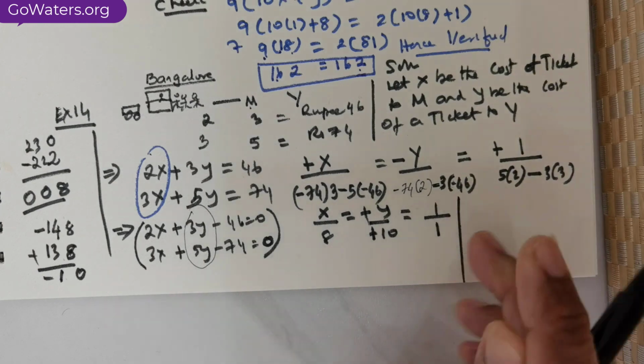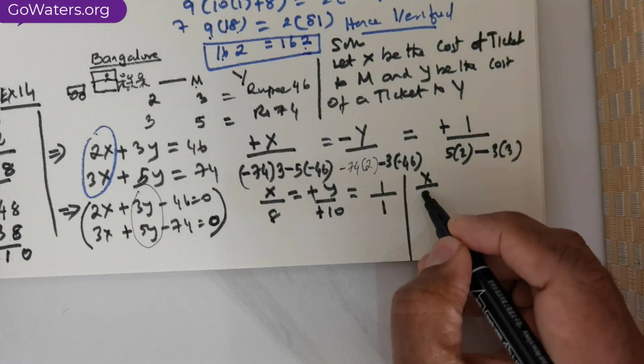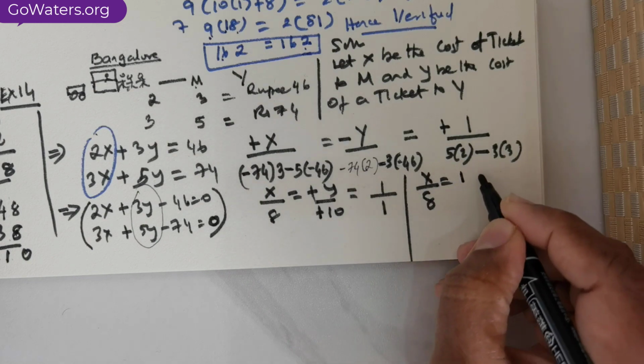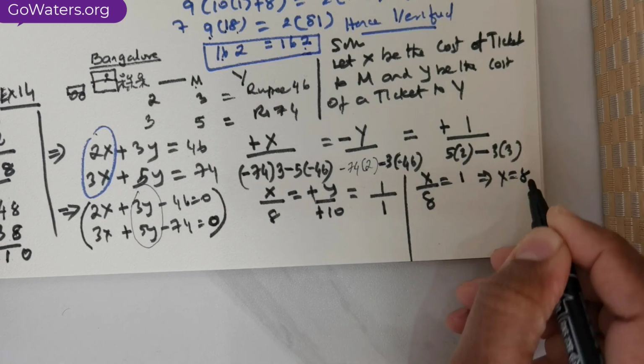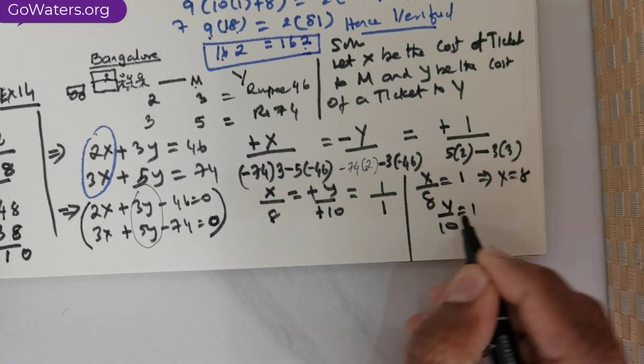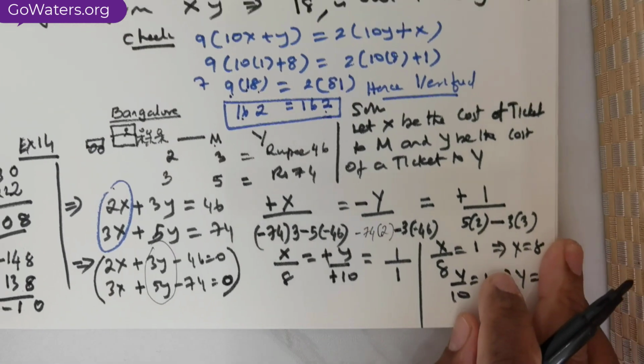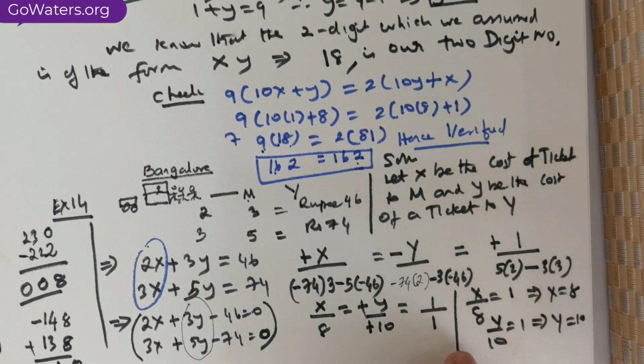Now from here you have to consider x with the constant. x over 8 is equal to 1 over 1. So this means x is equal to 8. That's the way you do that. Secondly, you consider y over 10 with the constant term. So this means y is equal to 10. So you have actually obtained the values here.